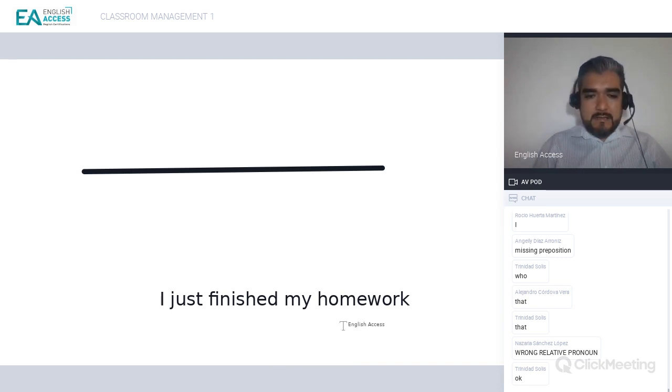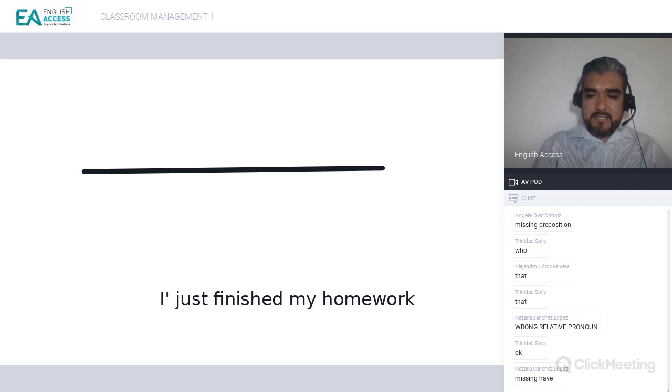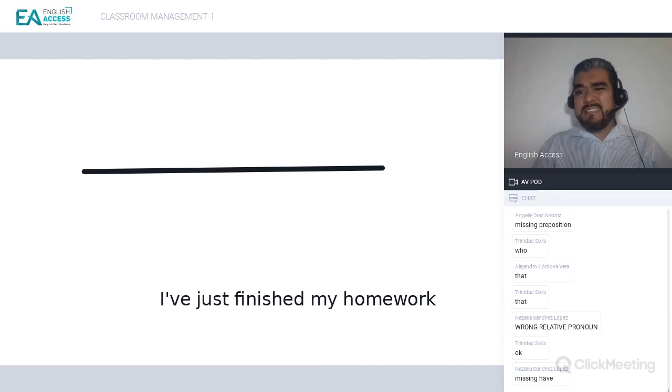So the correct form of this should be I've just finished. That should be the correct form. So sometimes my students don't find any difference. They say, why? Why, teacher? I don't understand, right? I've just finished. I don't understand, right? Because in Spanish we say acabo de terminar, right? We don't say acabo de haber terminado, right?